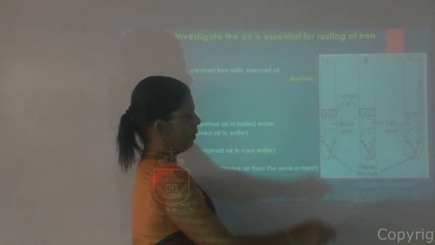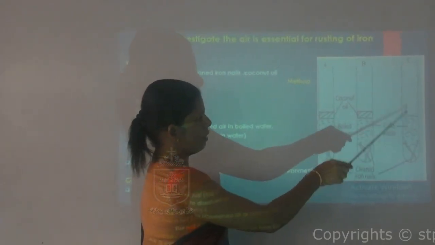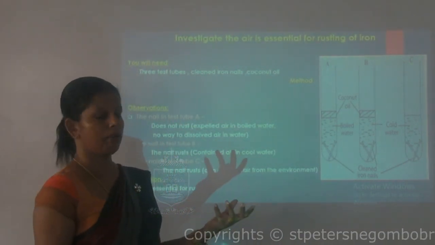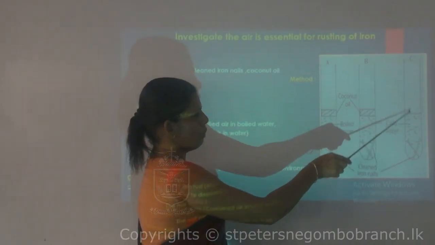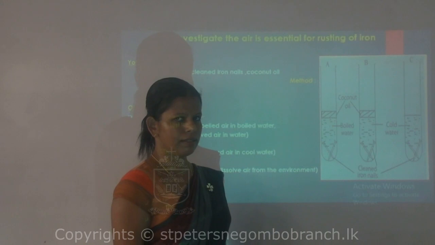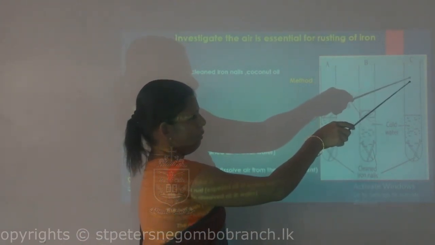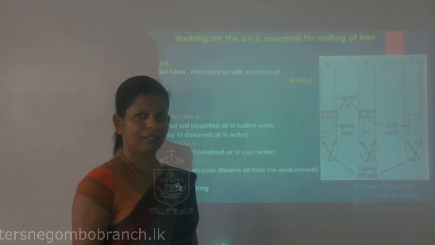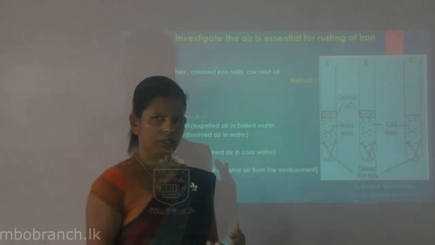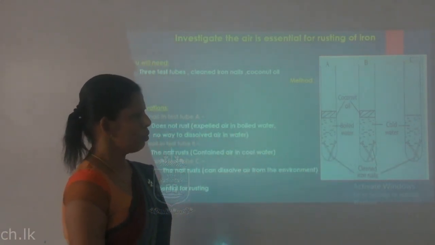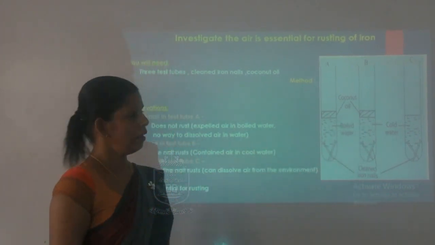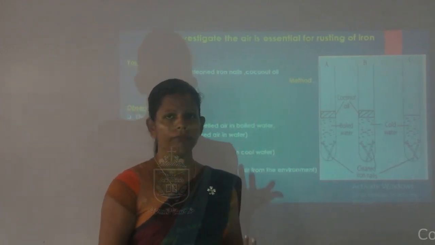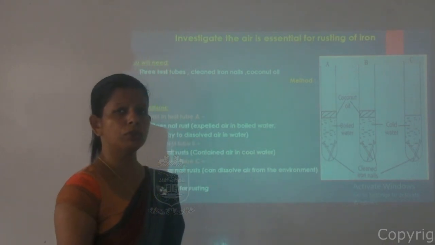When we talk about the iron nails in test tube C, you can see those iron nails are rusted badly. Why? Because there is no coconut oil layer acting as a barrier, and the air in the environment can dissolve into the cold water. Because of that, the iron nails rust. So this is the practical that we can do to investigate that air is essential for rusting of iron. So that is the practical that we have to do.